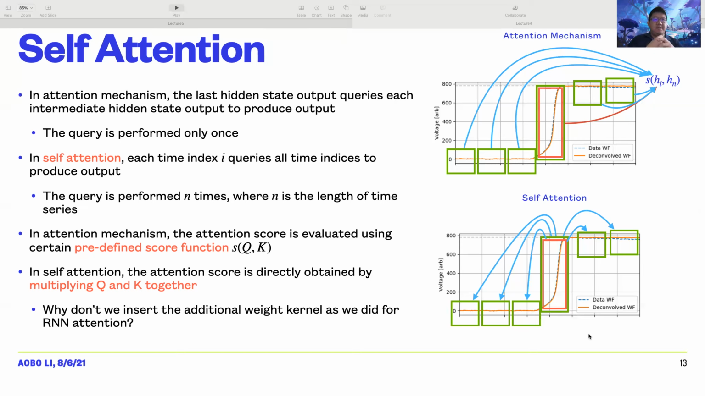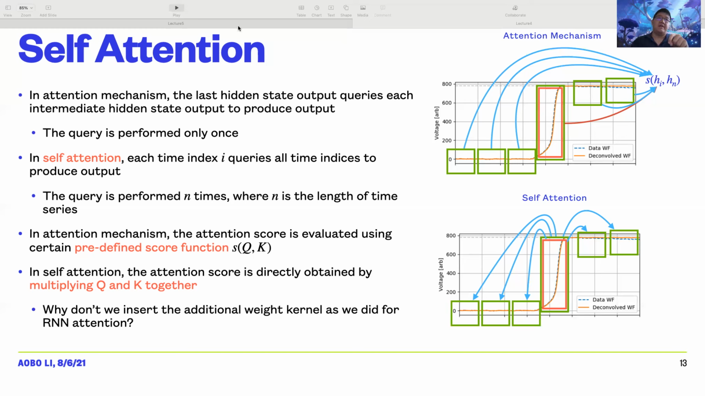In the attention mechanism, the attention score is evaluated using a certain predefined score function. For example, we can use a cosine distance, a Euclidean distance, or the most commonly used one, what we call the weight concatenation. We multiply Q and K with a weight matrix sandwiched in between them. In self-attention, the attention score is directly obtained by multiplying Q and K together.